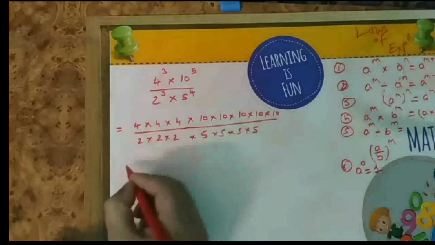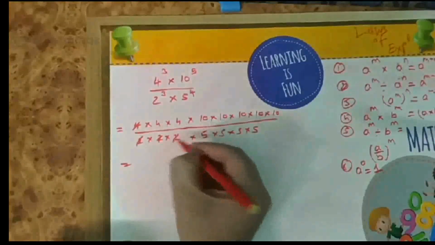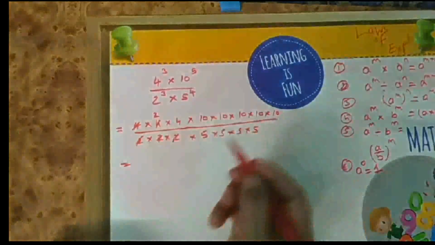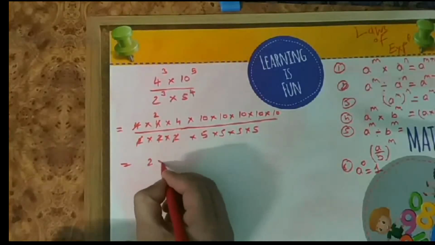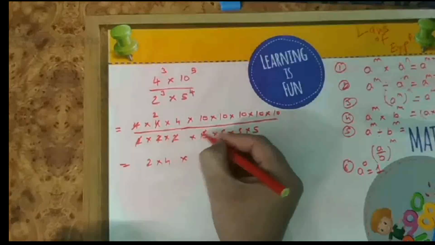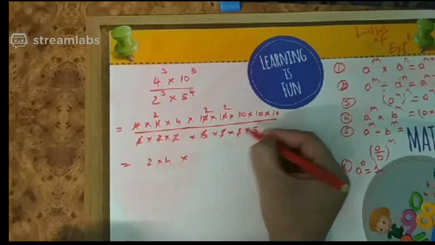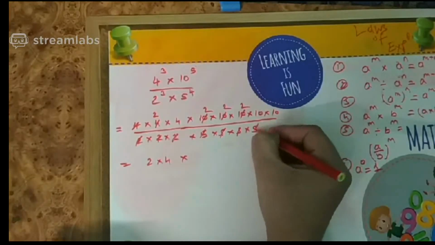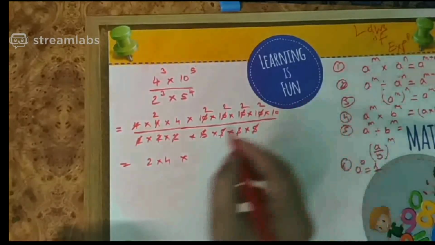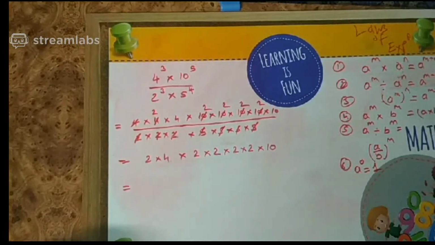Now 2 2s are 4 and 2 2s are 4. So here 2 multiplied by 4 will remain, multiplied by 10, 10, 10 and 10, since 5 2s are 10. So in the denominator the value is 1.